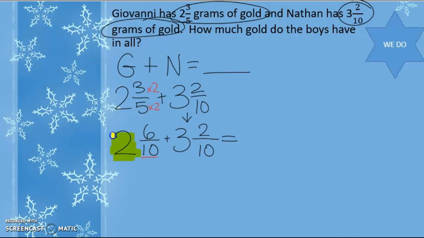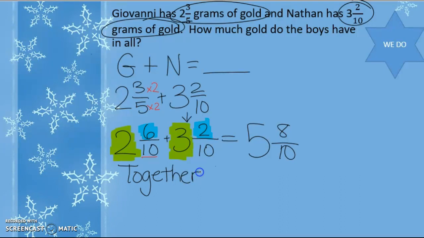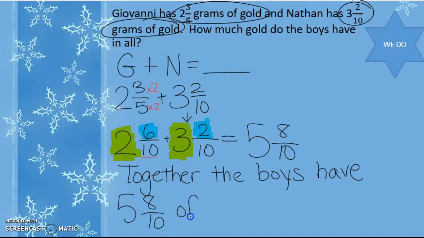First, start with the whole numbers. 2 plus 3, which is 5. And now we will add the numerators, 6 and 2, which is 8. So the answer is, together, the boys have 5 8/10 grams of gold. Excellent.